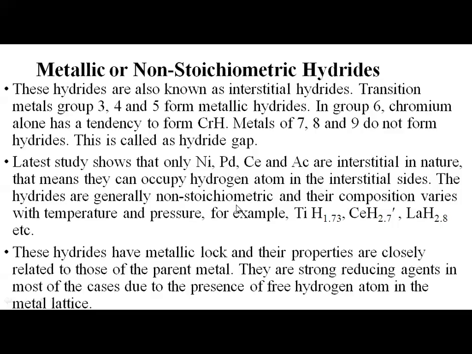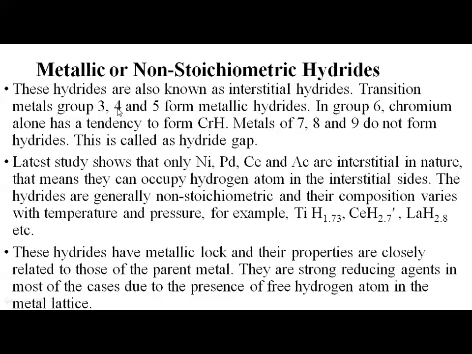Third type of hydrides. So the first type is what? Ionic or saline hydrides. Second type is molecular or covalent hydrides. And the third type is metallic or non-stoichiometric hydrides. Usually ionic hydrides are stoichiometric, whereas metallic hydrides are non-stoichiometric. So these hydrides are also known as interstitial hydrides.